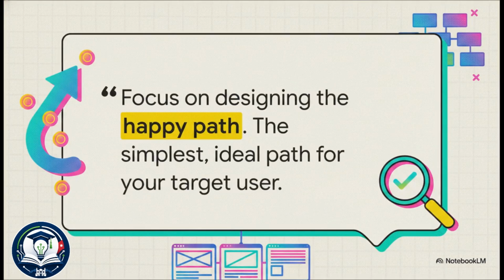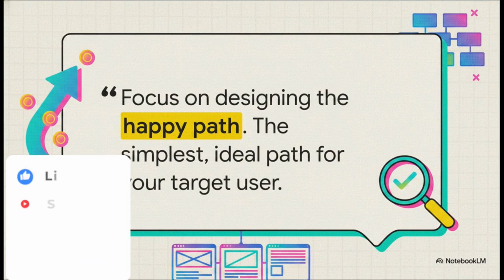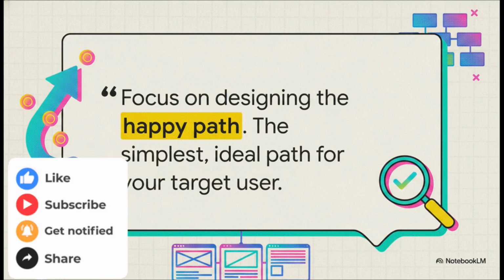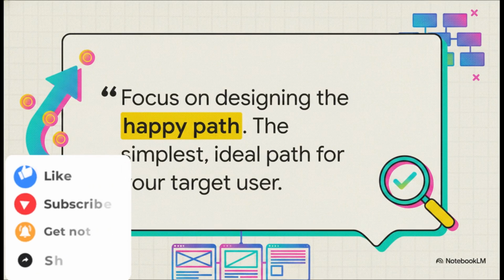So the crucial point is this: focus on designing the happy path. This is the absolute simplest, ideal path for your target user to achieve their goal without any friction whatsoever. In your low-fidelity prototypes, build this simple path first. Polish it. Test it. Once the happy path is flawless, then you can move forward to create all the edge cases. Trust me on this. The other screens and error states will flow so naturally and easily once that core journey is rock solid.